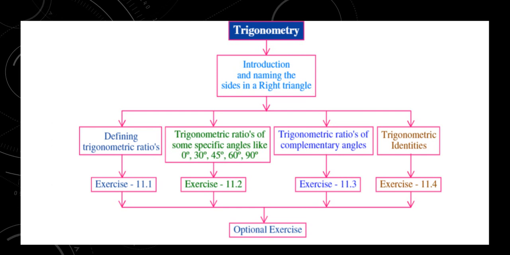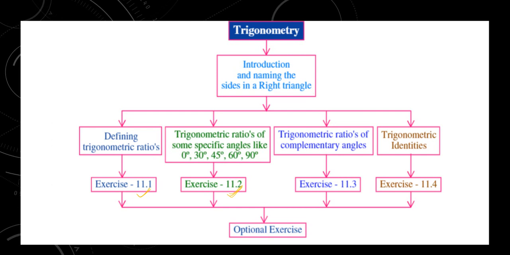Next, we are going to discuss what a trigonometric ratio is and what its definition is, and based on that we are going to do the problems related to exercise 11.1. After that we move to exercise 2, in which we are going to have the values of trigonometric ratios for certain angles, like 0 degrees, 30 degrees, 45 degrees, 60 degrees and 90 degrees, and based on those values we are going to have exercise 11.2.